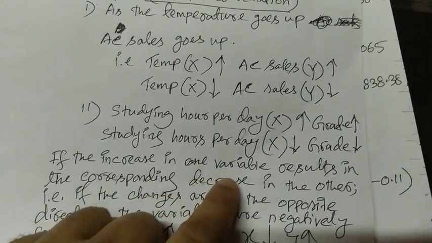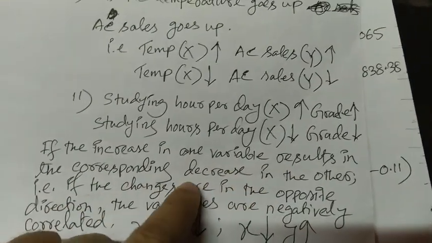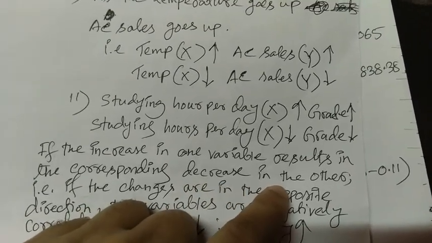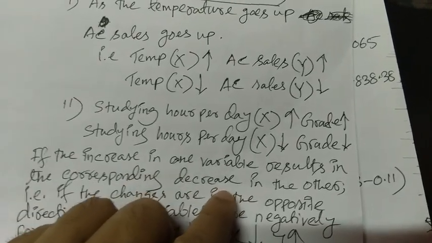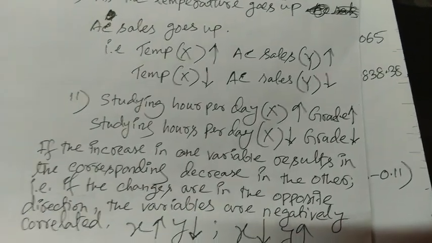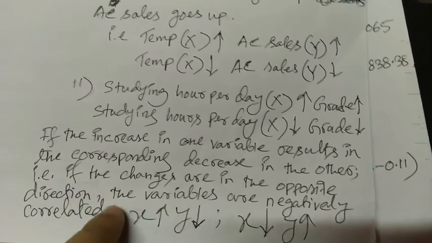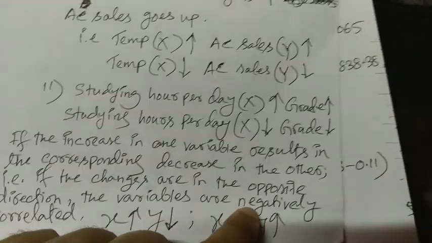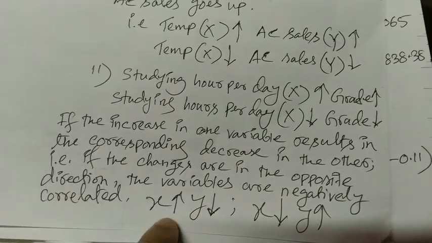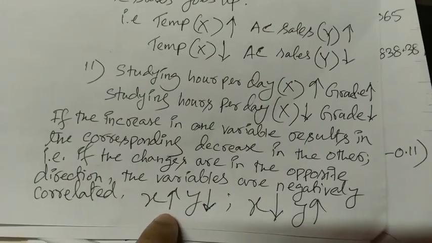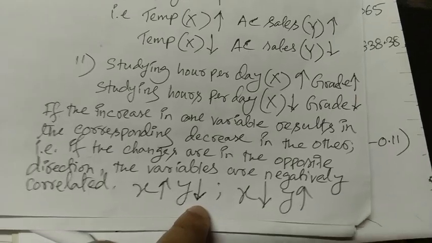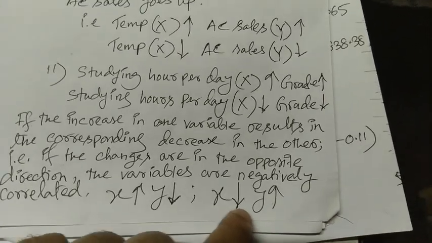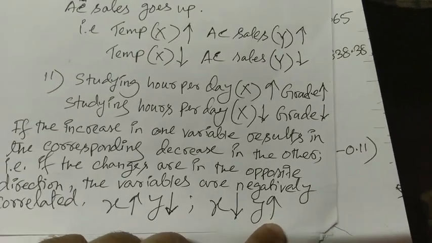If the increase in one variable results in a corresponding decrease in the other variable, that means if one variable goes up and the other variable goes down, that means both variables move in opposite directions, and the variables are negatively correlated, exactly like covariance. If one variable goes up, the other will go down in negative correlation. If one goes down, the other will go up. That means negative correlation.